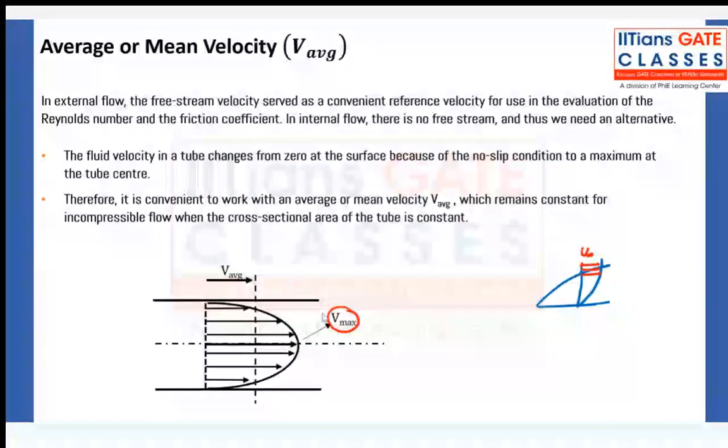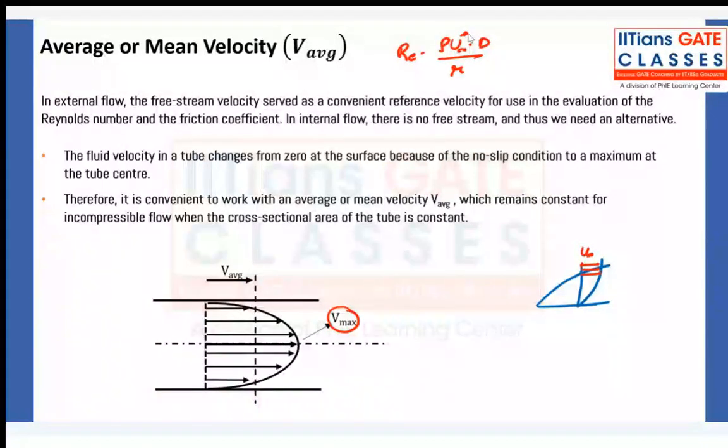It depends on the characteristic dimension of the pipe. So what is the maximum velocity? But it never reaches the u infinity value, and therefore we cannot use u infinity. In external flows, whenever we were calculating the Reynolds number, what did we take? Rho u infinity times characteristic dimension divided by mu. So this was a reference velocity to calculate dimensionless parameters and other calculations as well. But here we do not have any concept of u infinity.